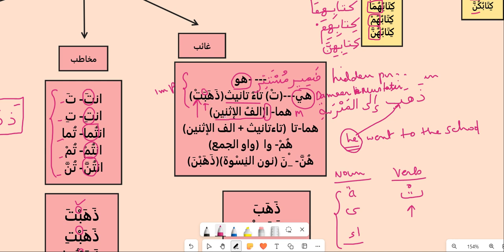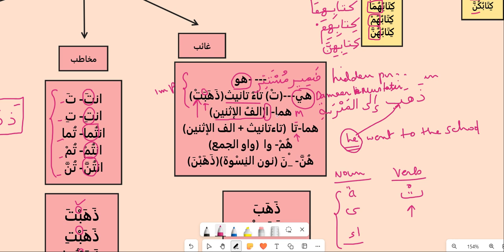Ithnain means two. Aliful ithnain. The name of the damir is aliful ithnain, used for male. What happens when we want to represent duality for the feminine, huma? The ta comes in. And here the ta tanis, this is the same ta tanis that I've been talking about, but now here it's with sukun.